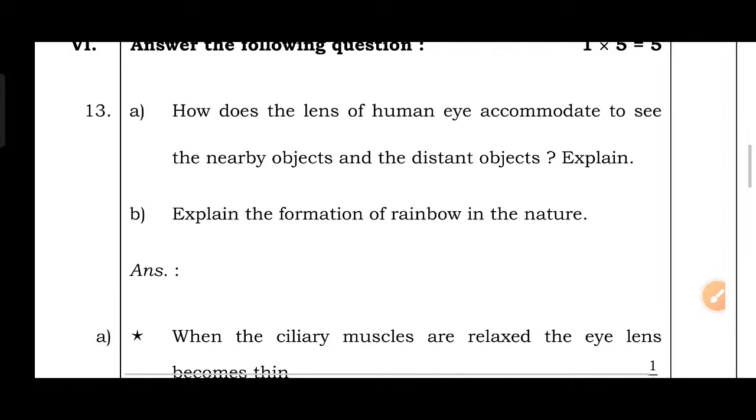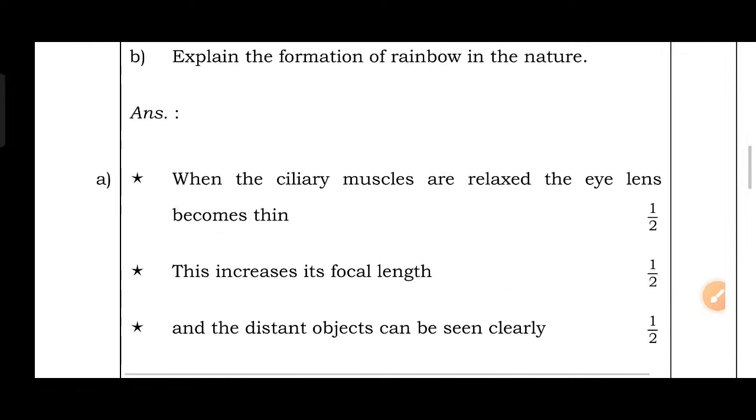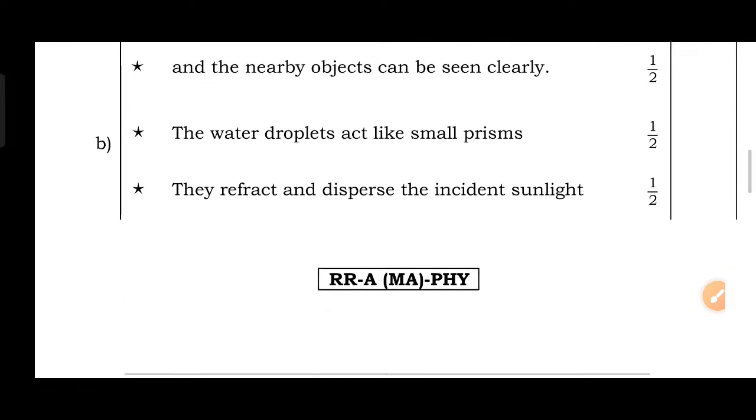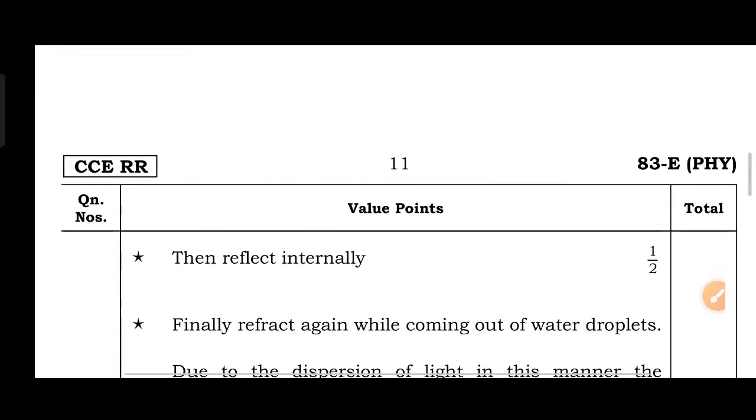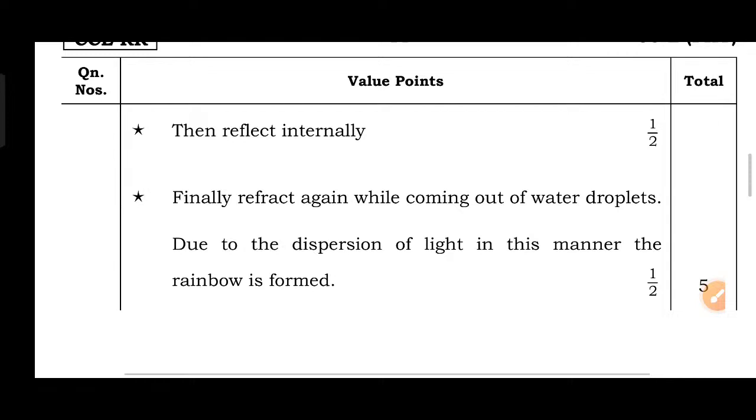This is the mechanism of accommodation of the eye. Then B question, what they asked: explain the formation of a rainbow in nature. The water droplets act like small prisms. They refract and disperse the incident sunlight. They reflect internally also; total internal reflection occurs in those droplets. Finally, they refract again while coming out of the water droplets. Due to the dispersion of light in this manner, the rainbow is formed.